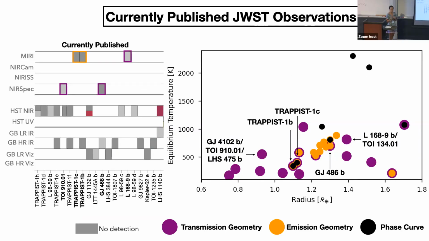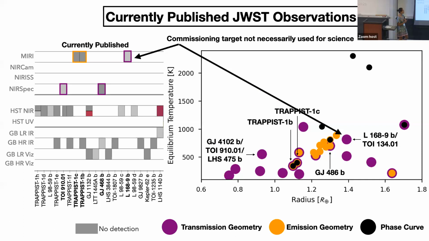So of those, there have been only 5 currently published observations. So we still have a lot of data that's currently being analyzed as we speak. And one of these currently published observations was used for commissioning of MIRI data by Tom Green and Taylor Bell and collaborators. But there will be additional observations of the system, and so we need to stay tuned for that one.